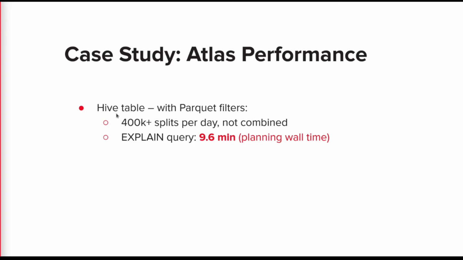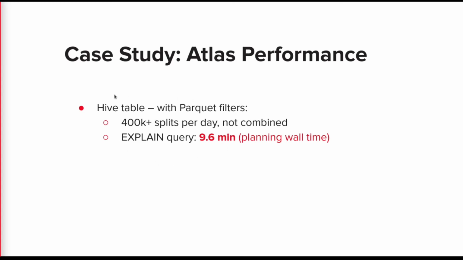But Hive tables with Parquet filters still resulted in 400,000 splits per day. So basically unique chunks that would need scanning. That's not total, that's per day. So for each day's worth of data you were scanning, there were 400,000 splits. And just by running an explain query, so we're not actually running the query, we're just asking the database to plan the query and tell us how long it's going to take to plan the query, it took 9.6 minutes just to plan that query.